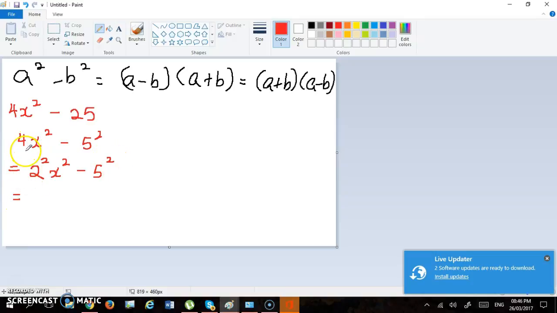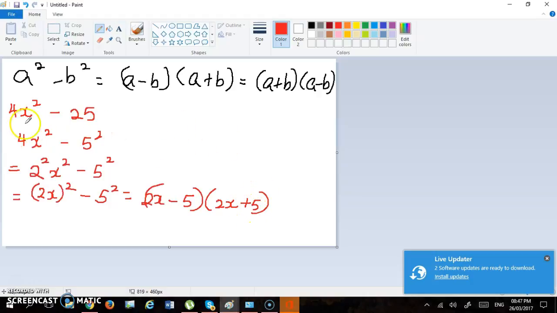Again, you need to be mindful of the square numbers. 4, 9, 25, 36, you know, all those numbers. So it's the same as saying 2x all squared minus 5 squared. Now this is now in the form a squared minus b squared. So we can see first term 2x, take away 5, and then 2x plus 5.